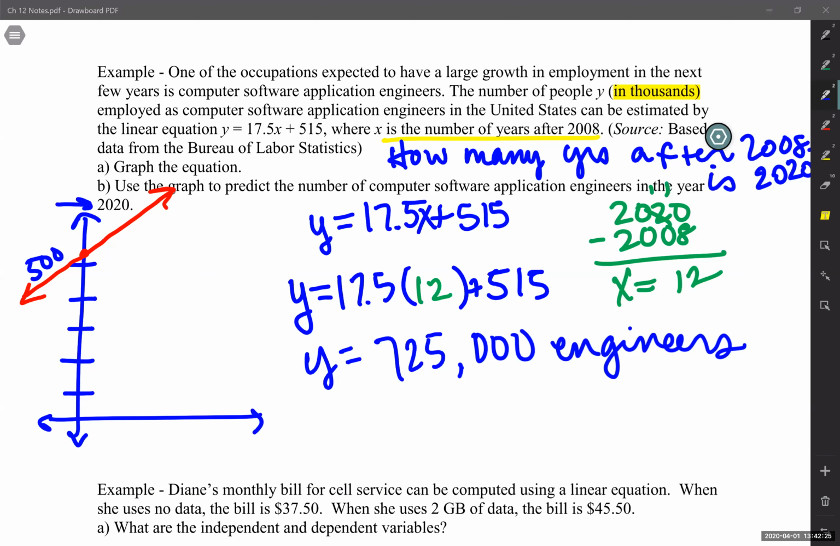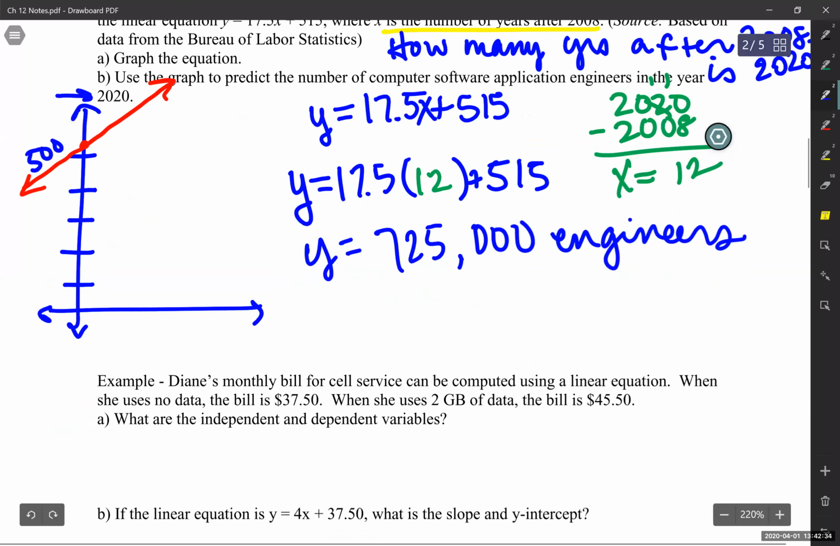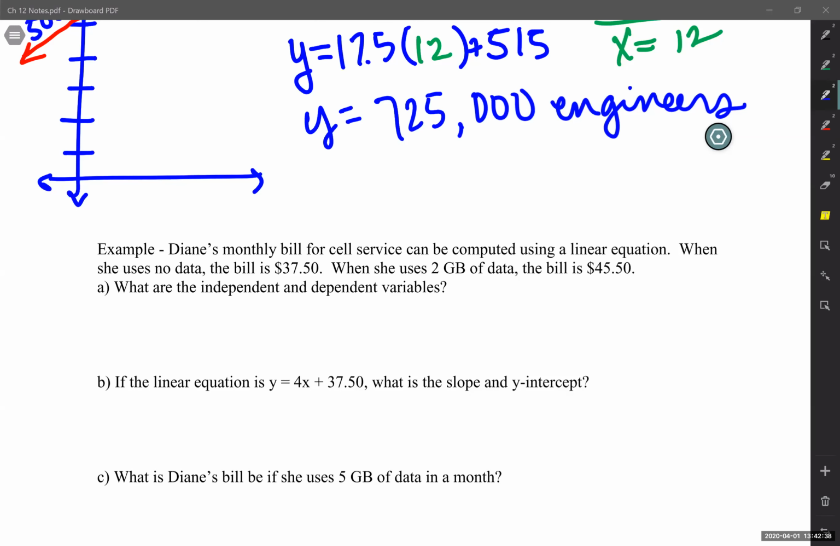Okay, here we go. And so what we have for this next problem is Diane's monthly bill for cell service. Diane's cell service bill can be computed using a linear equation. When she uses no data, the bill is $37.50. When she uses 2 gigabytes of data, the bill is $45.50.